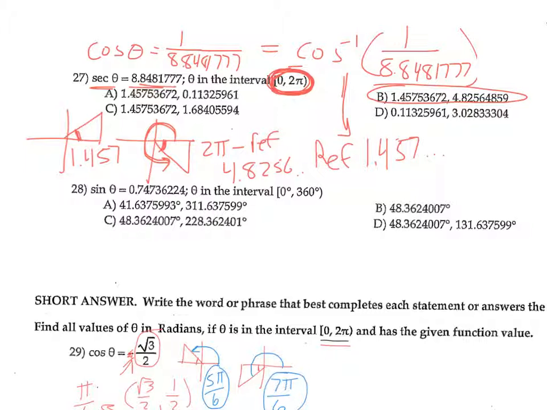Now be careful of one thing here on problem 28. It's a little more straightforward. It says sine is this long decimal. So obviously we have inverse sine, but be careful here because see how it wants the answer in degrees, and therefore you need to have your calculator in degree mode before you go inversing sine. Okay? Let me know if you have any questions.